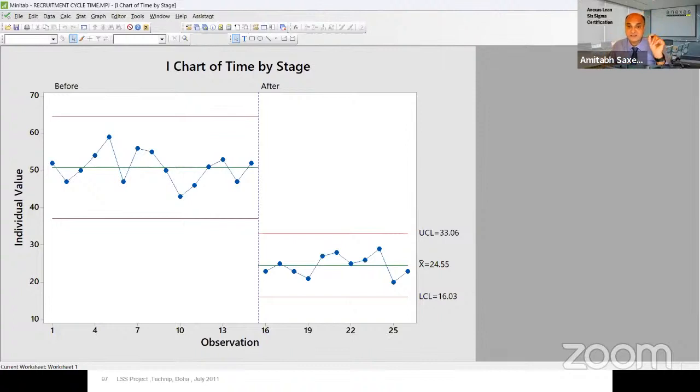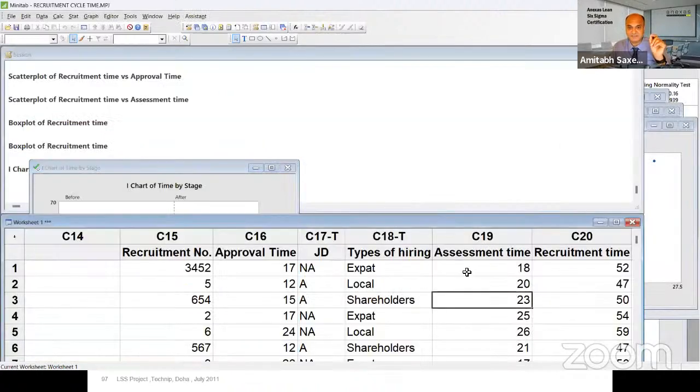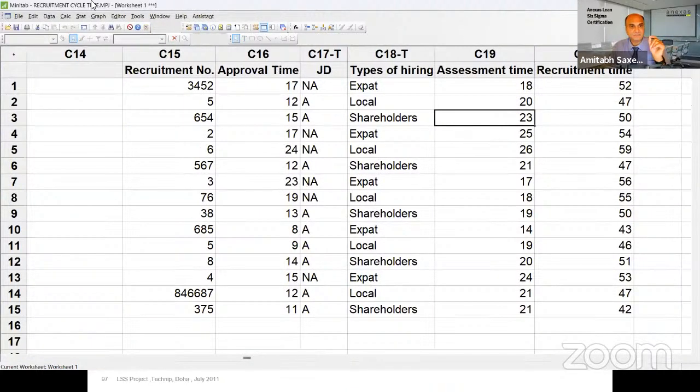And this is the slide which every CEO or the department head likes. They want to see this kind of improvement. This is the systemic improvement. The system has improved.